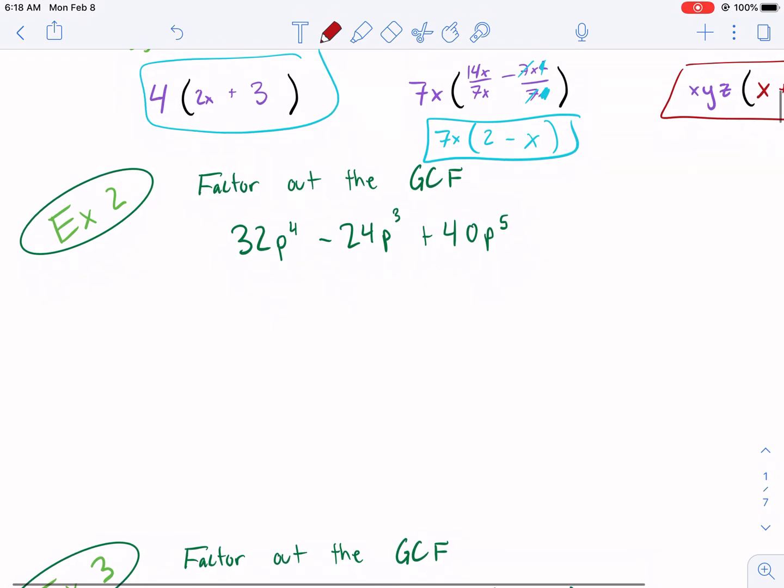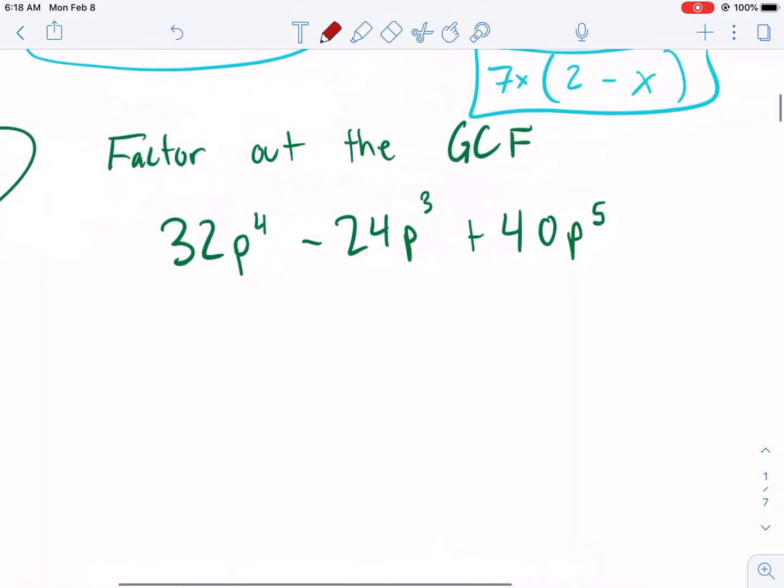Example 2, factor out the GCF. Okay, we need to first consider our numerical coefficients. What is the greatest common factor? I'm thinking 8. There might be something bigger than 8, but I don't think so, because I know 8 is a factor of 32, 24, and 40. So I know I'm going to factor out an 8.